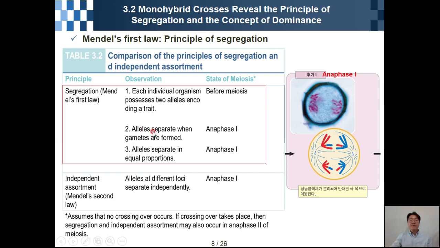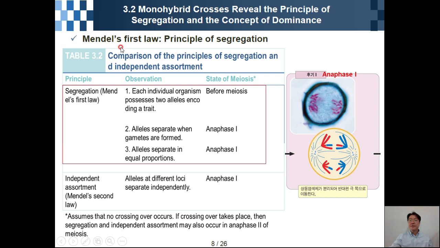And alleles separate when gametes are formed. For example, this is anaphase 1. We already learned about meiosis. So during anaphase 1, homologous pairs of chromosomes can be separated into each pole. And also, alleles can separate in equal proportion, 1:1, 1:1. So it happens during anaphase 1.